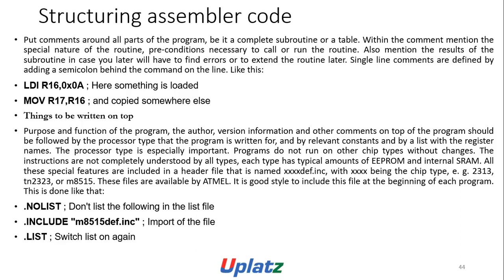Things to be written on top: purpose and function of the program, the author, version information and other comments on the top of the program, followed by the processor type that the program is written for, and by relevant constants, with a list of the register names. The processor type is especially important. Programs do not run on other chip types without changes. The instructions are not completely understood by all types. Each type has its own EEPROM and internal SRAM.